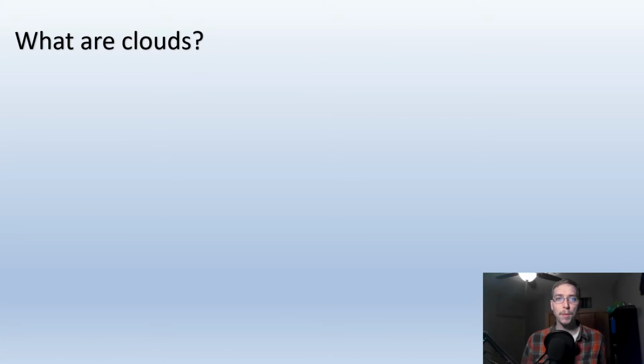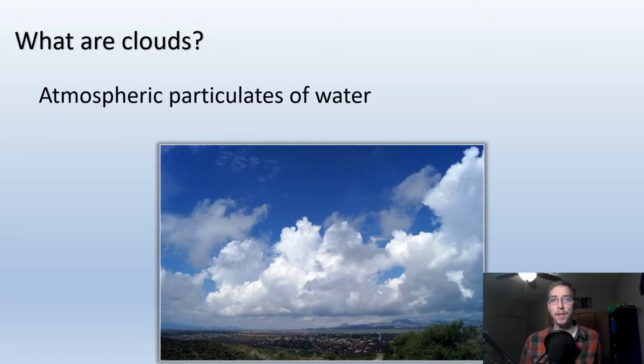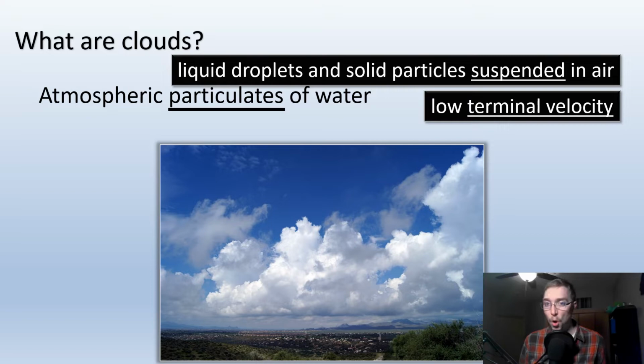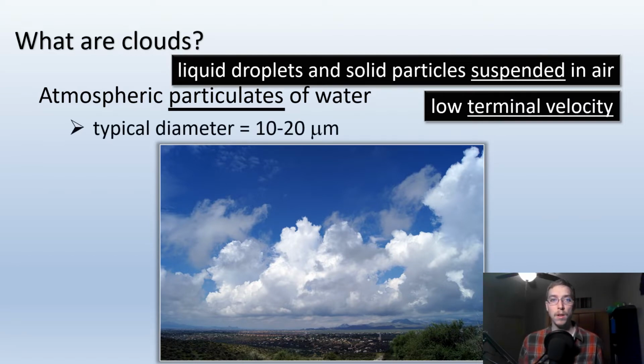Well, in the last video, we talked about what clouds are, these atmospheric particulates of water that form. So that particulate part is the most important part, because as clouds form, we've learned how they form, but what are they? Well, they're liquid droplets and solid particles suspended in air. That's really all they are. They have a low terminal velocity, which means they're not hurtling down towards the surface of our planet quickly. They're able to be maintained in a buoyant state within our atmosphere. Particles, or these particulates, typically have a diameter of about 10 to 20 micrometers.